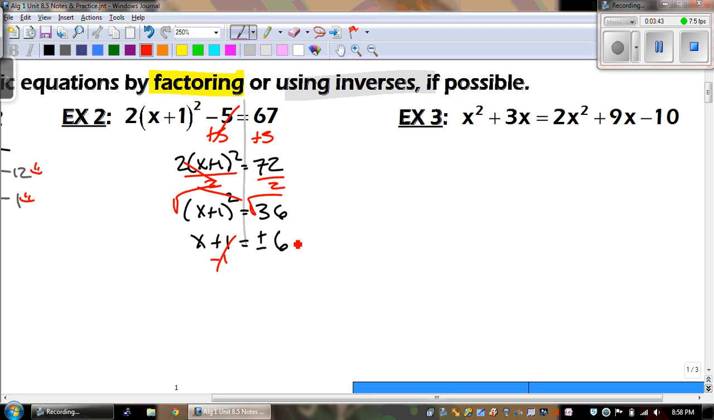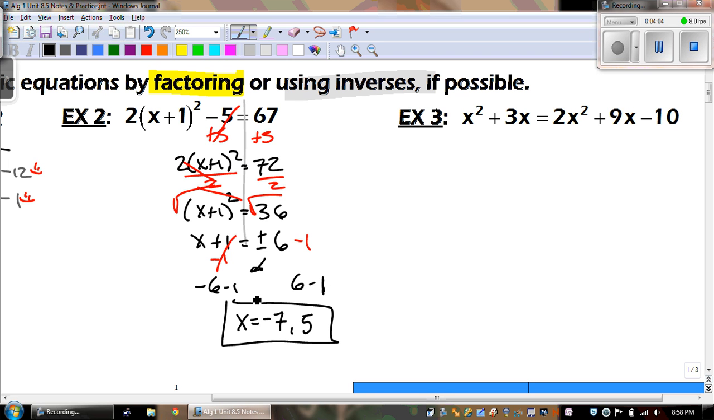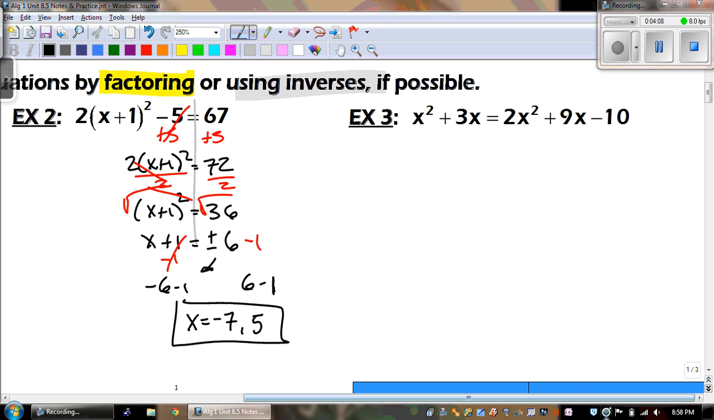To get the 1 on the other side, we have to do 2 equations now. We have to do negative 6 minus 1 and 6 minus 1 to get our 2 answers of x equals negative 7 and positive 5. Woo! 2 for 2. Last one.